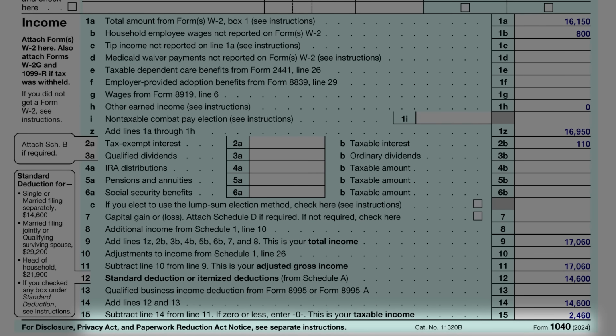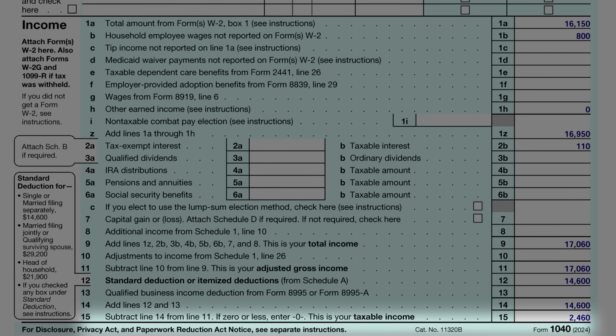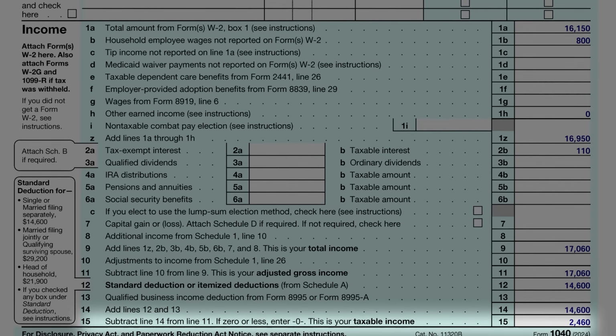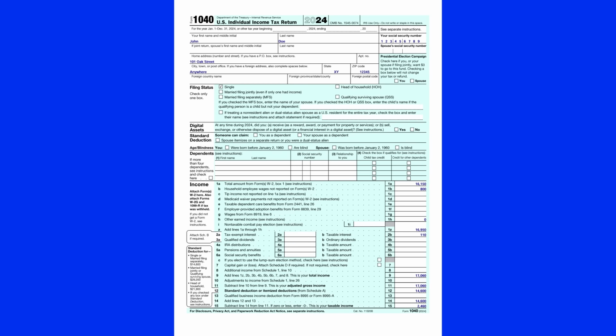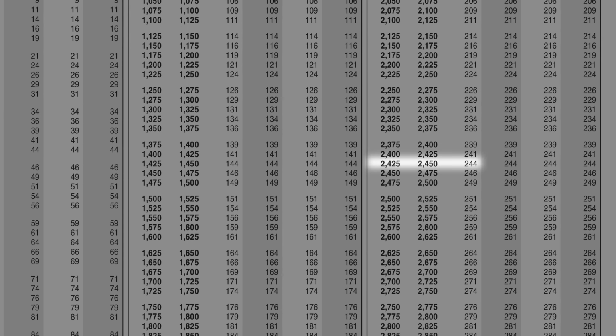But if your itemized deductions add up to more than the standard deduction, it may be worth itemizing. He then subtracted the deduction from his income to calculate his taxable income. And using the IRS tax tables, he found his tax amount for that income level. Now, tax brackets shift slightly each year, so it's important to check the latest numbers.